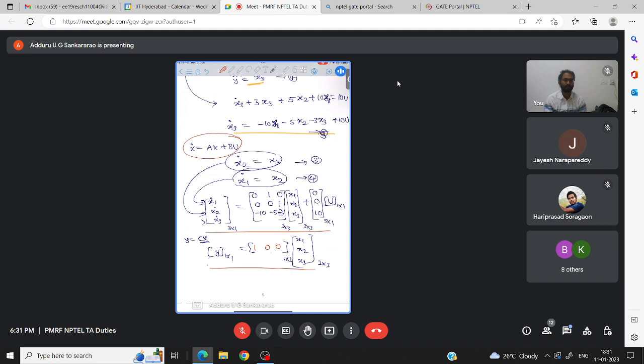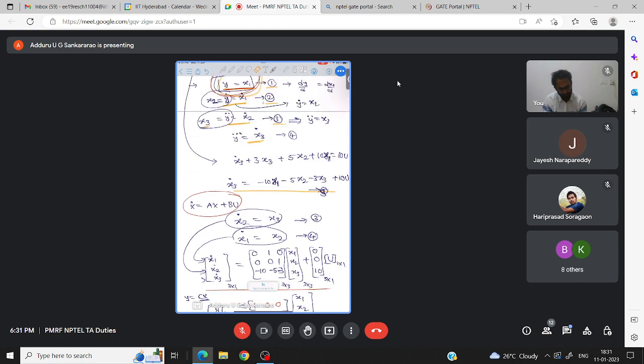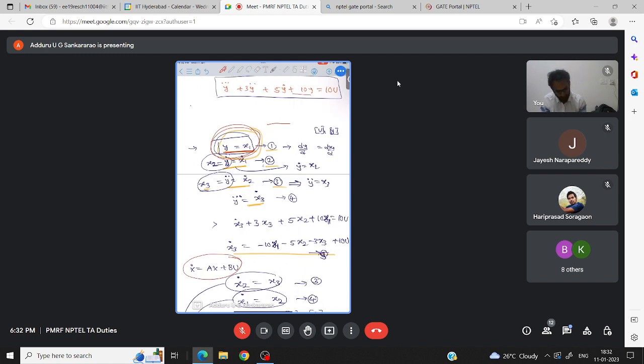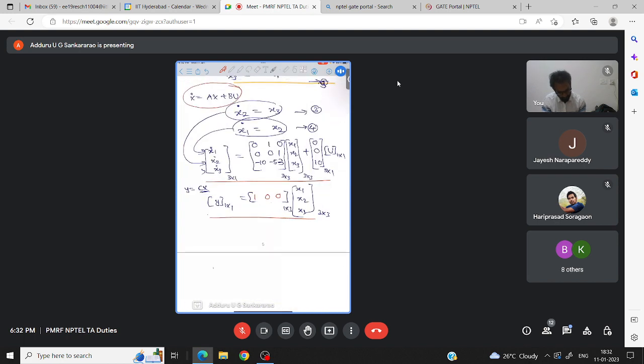Now if you see here, from the given differential equation we can directly write: y triple dot plus 3y double dot plus 5y dot plus 10y equal to 10u.